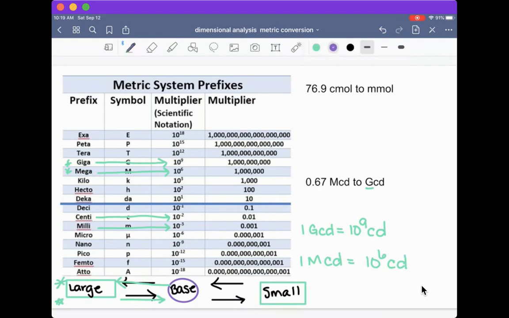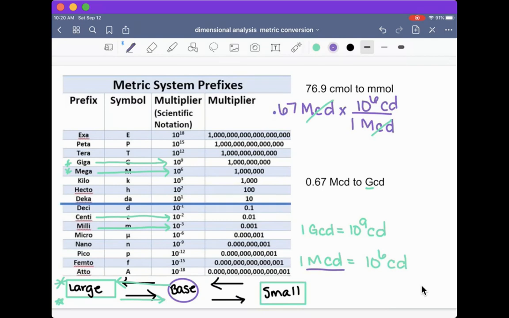So I'm going to write down the known. I'm going to go over here again so I have the room. So 0.76 megacandelas is where we're starting. Because I'm starting in megacandelas, that means megacandela must be in my denominator. So this is the equality I'm using, 10 to the 6 candela. All right, so once I've set it up like that, megacandela will cancel, and I'm now in the base unit candela.